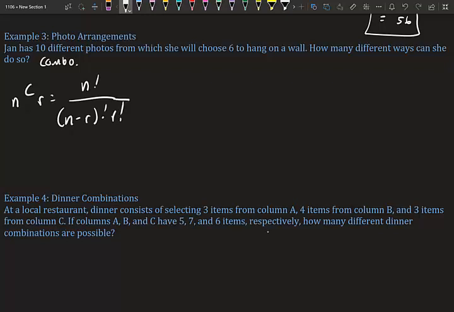Now you've had practice with permutations, so go ahead and try this all on your own. Pause the video and try it. Alright, I hope you tried it. If not, it's cool. I can't make you, but I'm hoping you're trying. So our n is always the total amount. So total, she has 10 different photos to choose from. Then our r is always how many are you picking? Well, she wants to choose 6 of them.